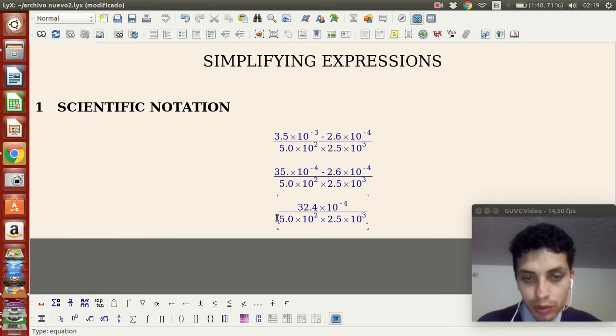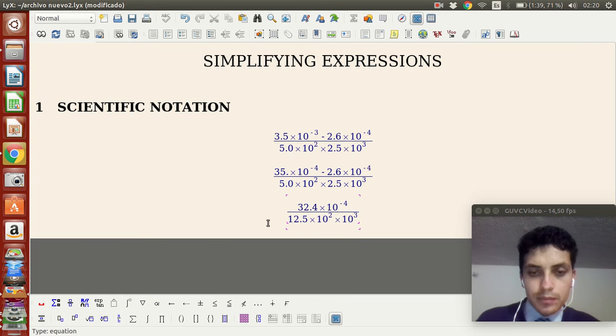And then we're going to perform the multiplication. 5 times 2.5: 5 times 2 is 10, plus 2.5 is 12.5. So 12.5 is the multiplication.